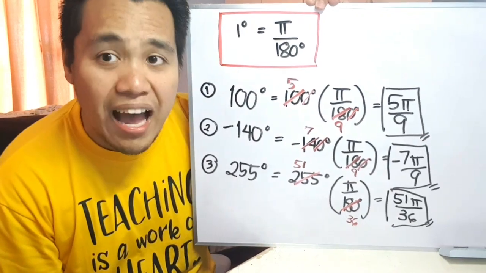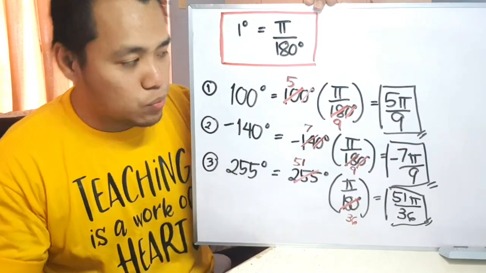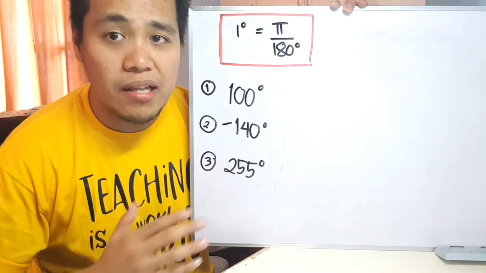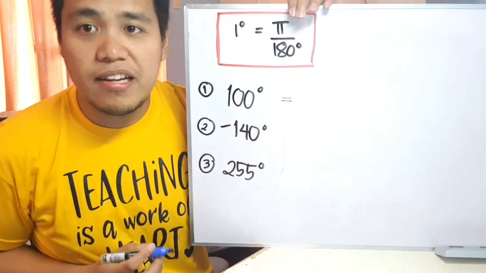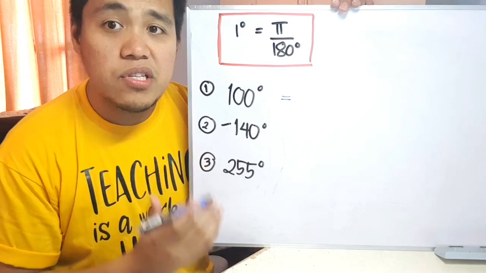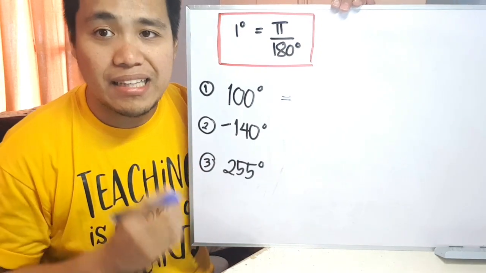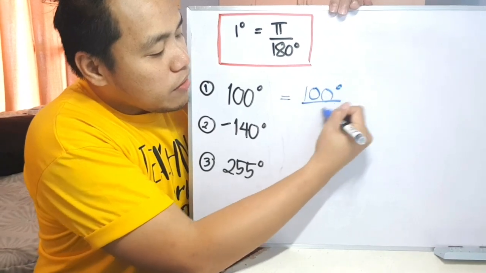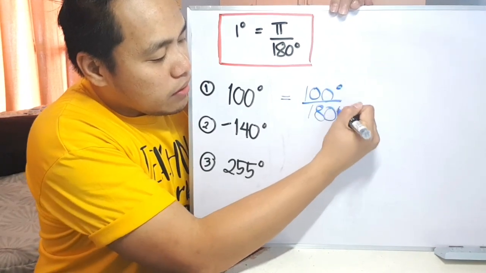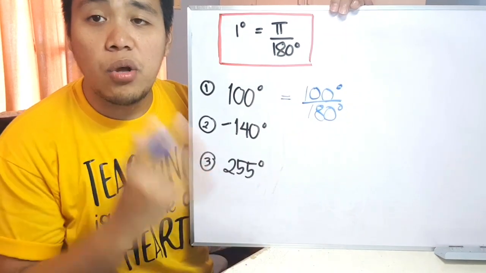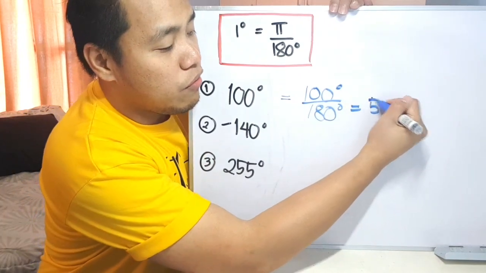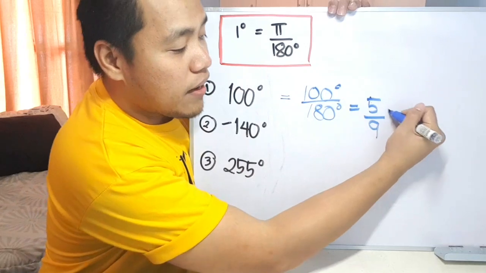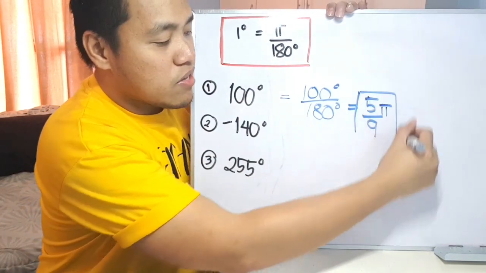But actually, I have a shortcut that I will teach to you. It is just the same, but we can lessen the steps in converting. For 100 degrees, if you have the degree, you will just divide it by 180 degrees. 100 degrees divided by 180 degrees, you will just express this in lowest terms, which is actually 5 over 9. And just include the pi. So this will be your answer right away.